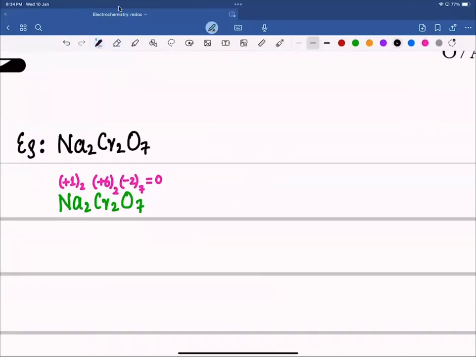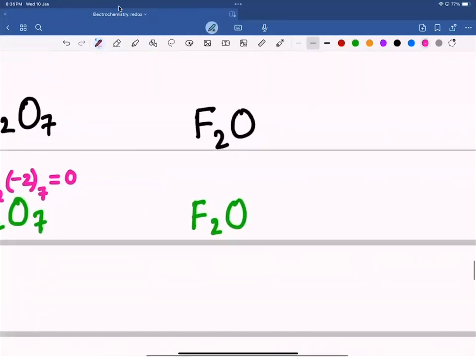Let's have a look at another example. It's F2O. So what is the net charge over here? 0. There is no element from group 1, 2, and 3. There is no hydrogen. Which one is the most electronegative? F. Fluorine belongs to group 7, so it has a -1 oxidation number, and there are 2 fluorine, which makes it -2.